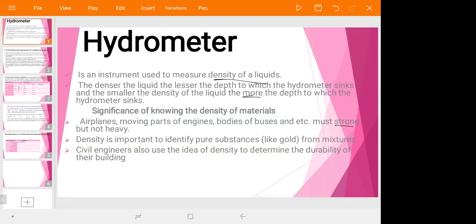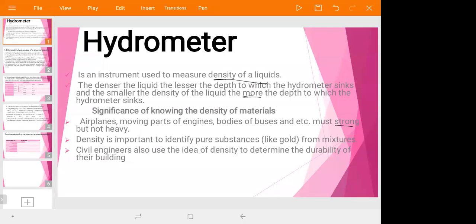Again, density is important to identify a pure substance like gold from a mixture. For example, what is the density of pure gold? If you know the density of pure gold, you can identify it from a mixture of gold with other materials.